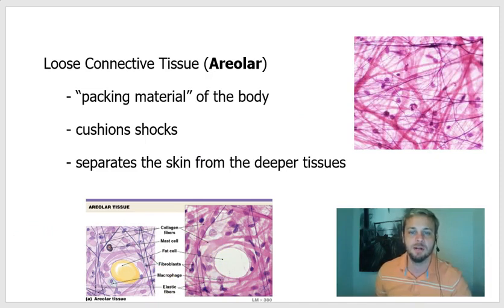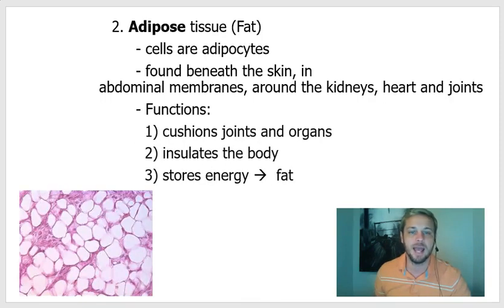So your areolar, you're going to find it separating the skin from the deeper tissues. So near the end of the dermis, before you get to the hypodermis, you can find some areolar. The next one is adipose. This is your fat tissue.